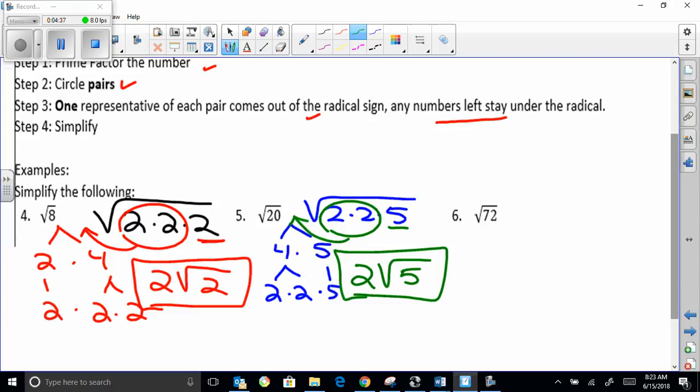Okay. The square root of 72. Maybe I started out with 8 times 9, and then 8 became 2 times 4, and 9 became 3 times 3.